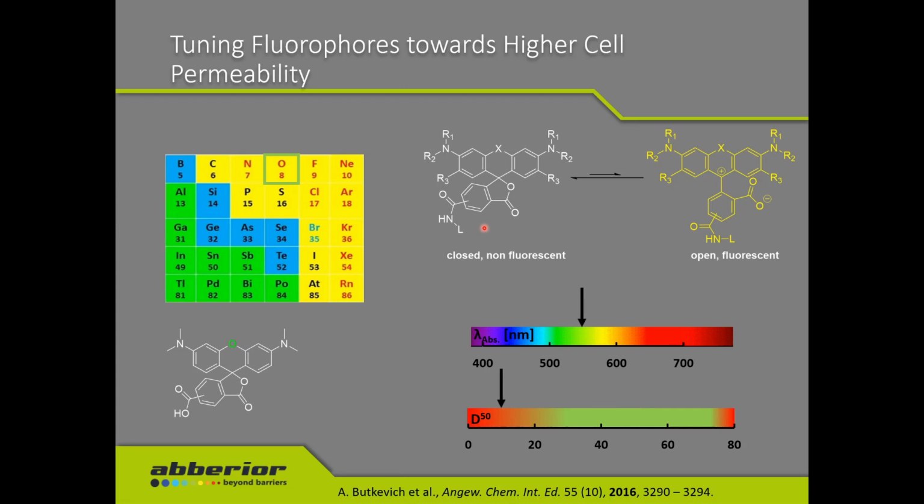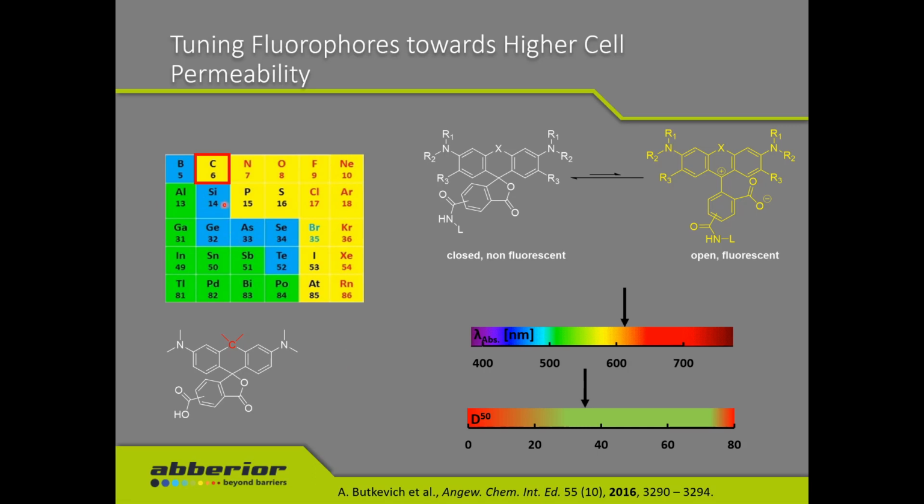If we return now back to our tetramethyl rhodamine, and if we look to our oxygen here, what will happen if we exchange the oxygen by one of these group 14 atoms? For example, if we introduce a carbon, then we will shift the absorption and emission spectra into the red region, creating a red emitting fluorophore. And also we will increase the D50 value, having now a red emitting, very nicely and highly cell permeable fluorophore.